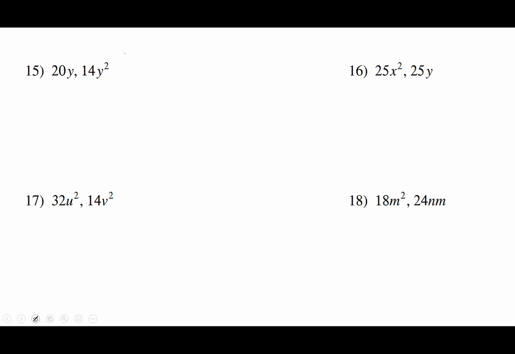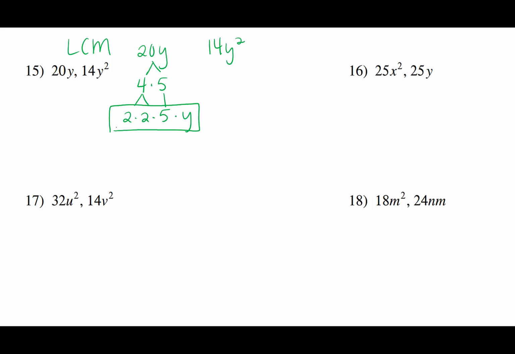Take a look at number 15. We're still looking for the LCM. This will be of 20y and 14y squared. 20y breaks down to 4 times 5. 4 breaks down to 2 times 2. And then we'll lower the 5 down and go ahead and write the y down in the list of prime factors. 14y squared is 2 times 7 times y times y.